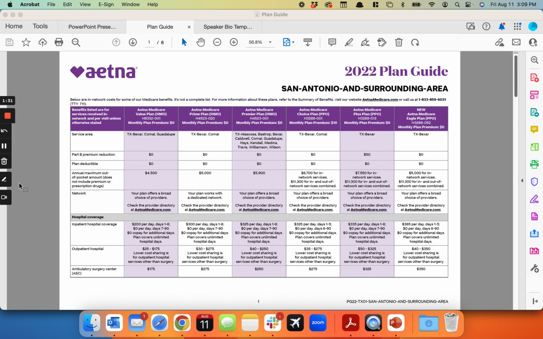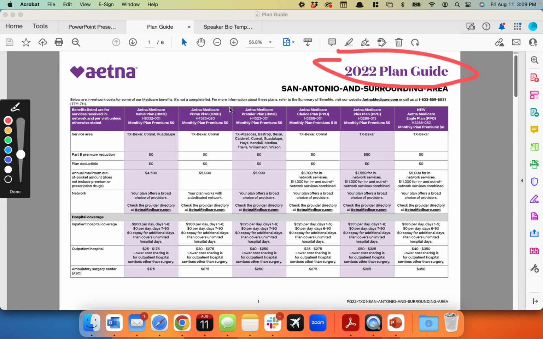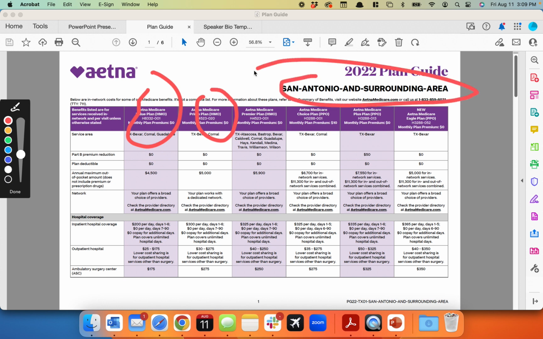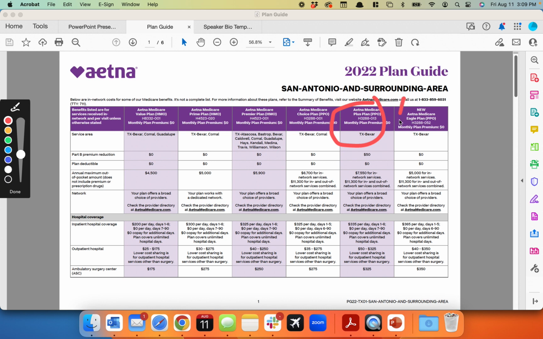The next thing they're going to see is what is called a plan guide. Now, a lot of carriers do not have this. Aetna does, and I like it, and I like to have a printed copy for them because it shows them all the different plans that are available in the area that you're doing it. So it's just another little toolkit to have. It tells you the counties at a glance, and you can look at the numbers, the plan benefits. It's like a little summary.